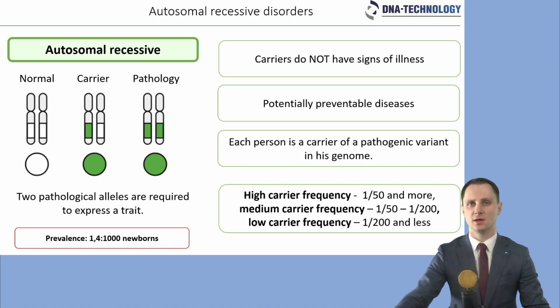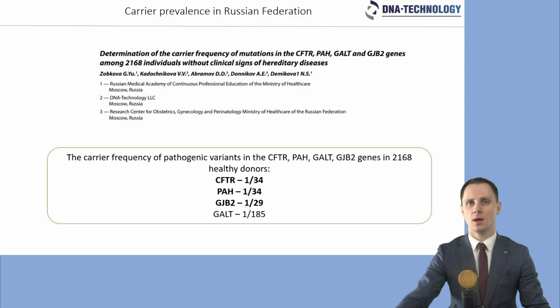Autosomal recessive diseases with a frequency of more than 1/50 are considered high carrier frequency disorders, from 1/50 to 1/200 medium carrier frequency, and 1/200 and less rare carrier frequency. A population study of the prevalence of mutations in apparently healthy donors in the Russian population showed that the most frequently detected abnormalities are heterozygous mutations in the CFTR, PAH, and GJB2 genes. Mutations in the GALT gene were detected less frequently.